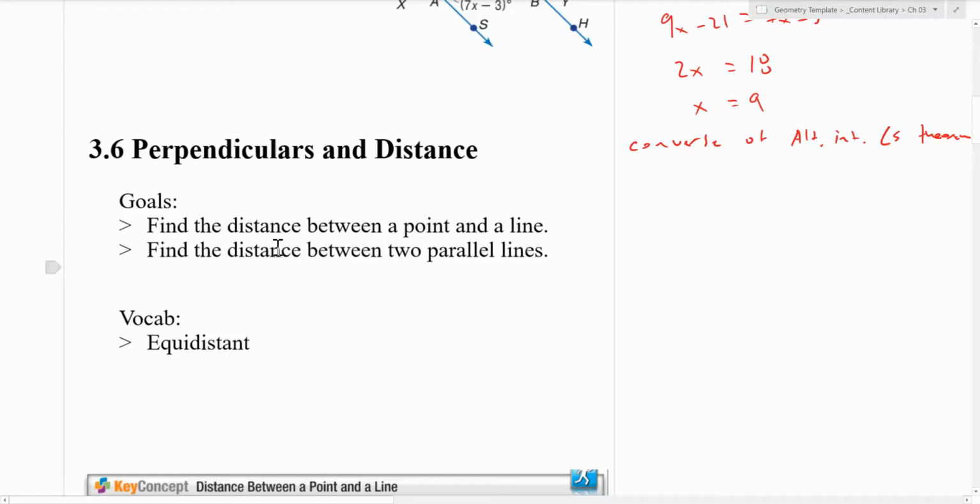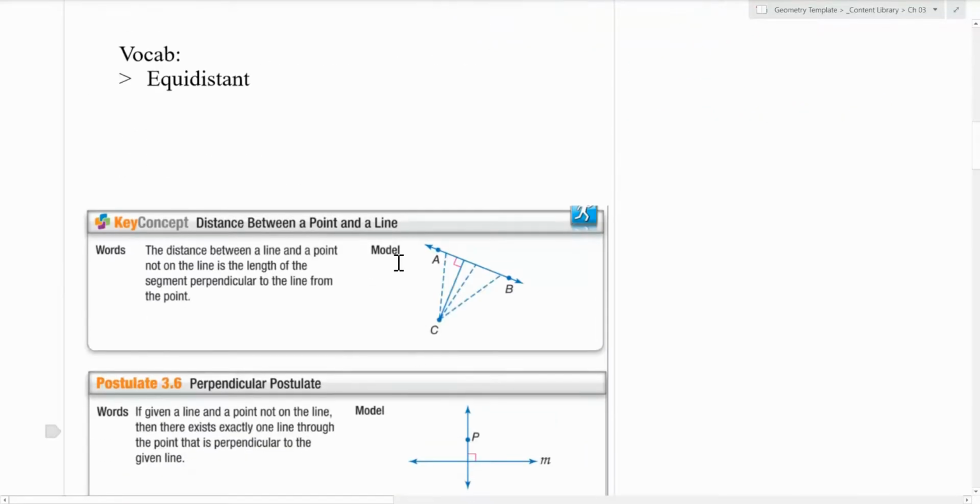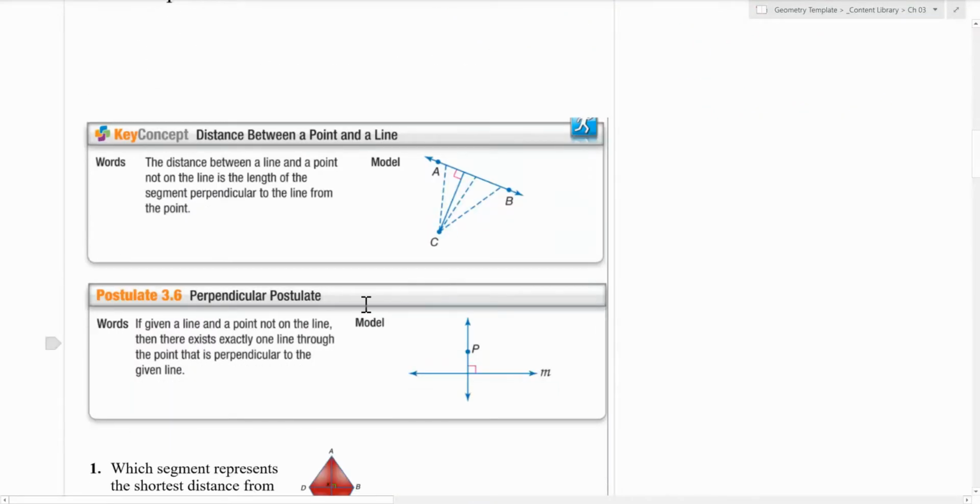3.6, perpendiculars and distance. Goals: find the distance between a point and a line, and find the distance between two parallel lines. No big whoop. Let's just get on with it. A couple of key concepts and postulates here. Distance between a point and a line: the distance between a line AB and a point C not on the line is the length of the segment perpendicular to the line, to the point. So the distance between this line AB and this point is the length of this perpendicular segment, okay?